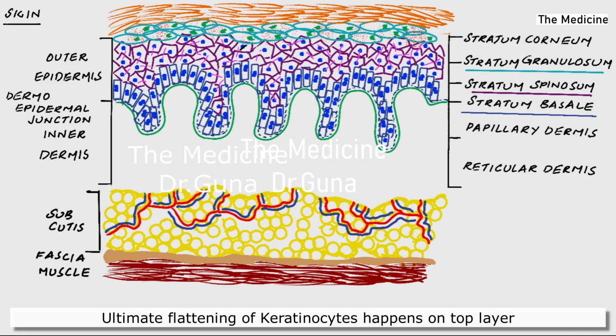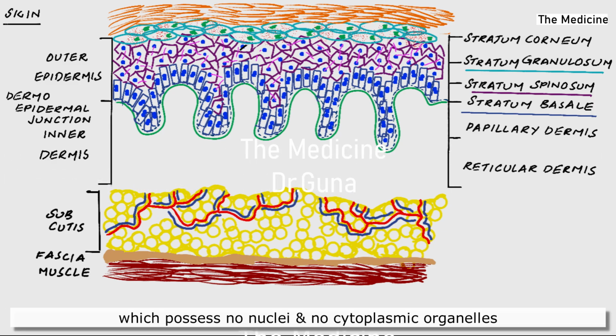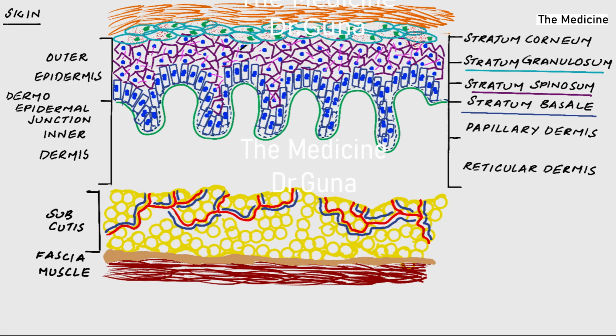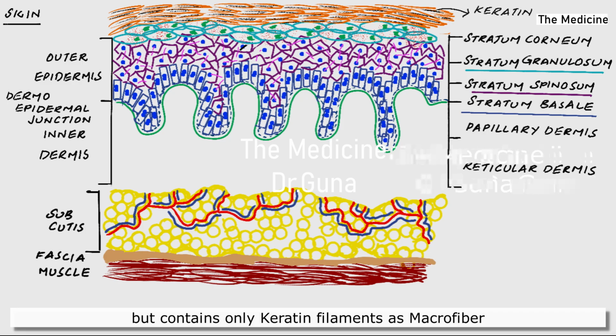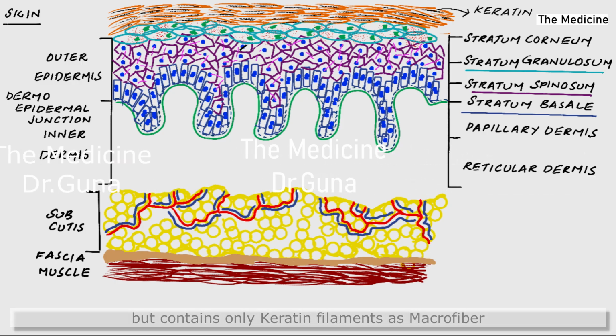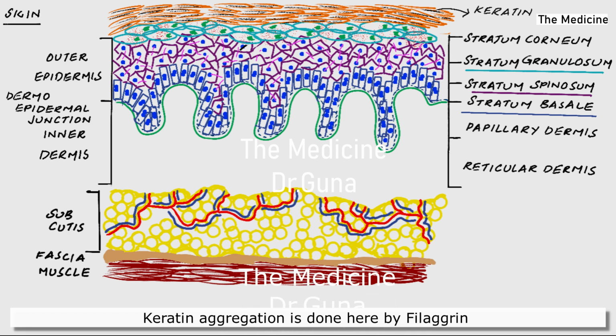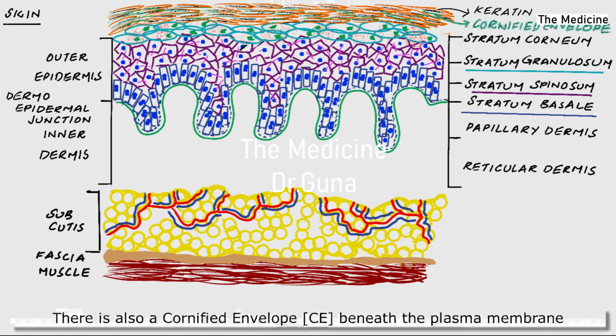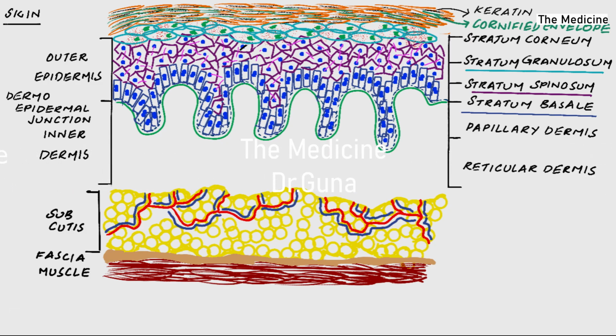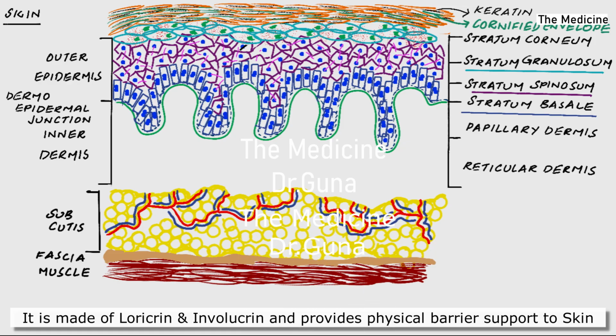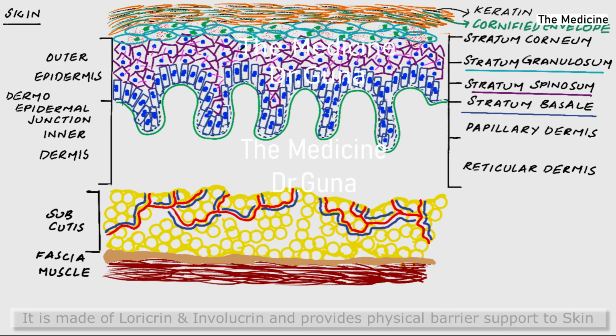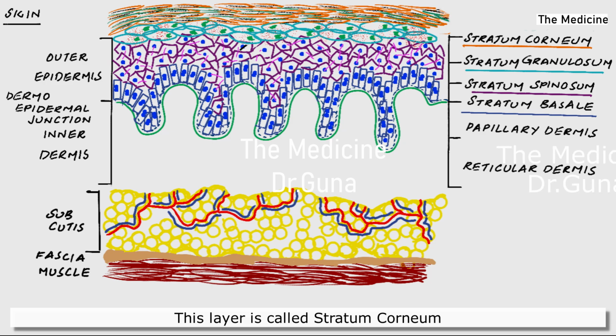Ultimate flattening of keratinocytes happens on the top layer, which possesses no nuclei and no cytoplasmic organelles, but contains only keratin filaments as macrofiber. This keratin aggregation is done here by filaggrin. There is also a cornified envelope beneath the plasma membrane. It is made of loricrin and involucrin and provides physical barrier support to skin. This layer is called stratum corneum.